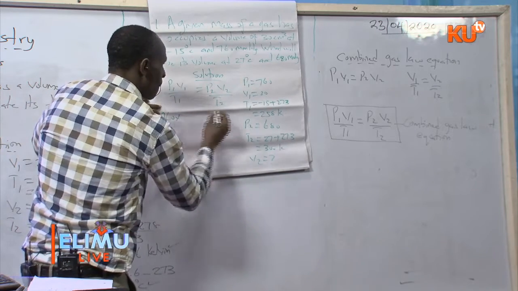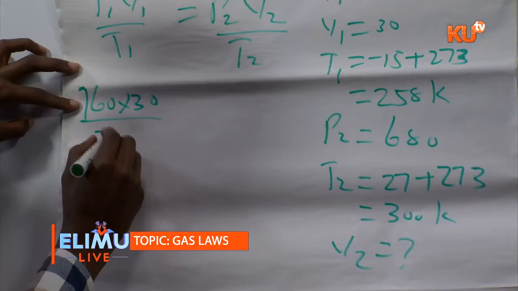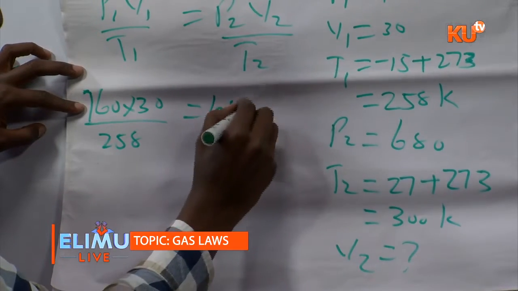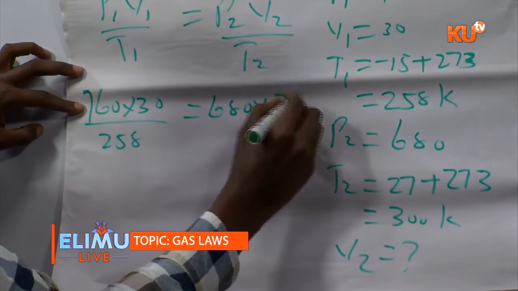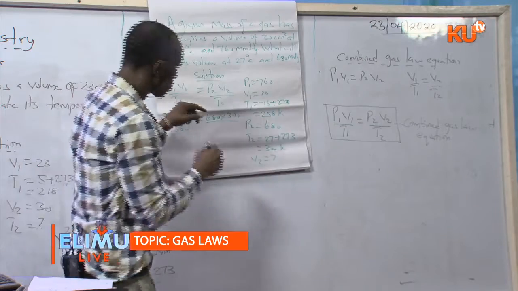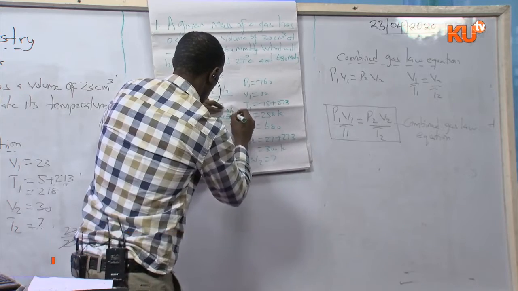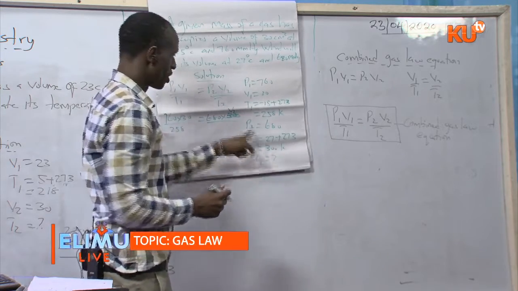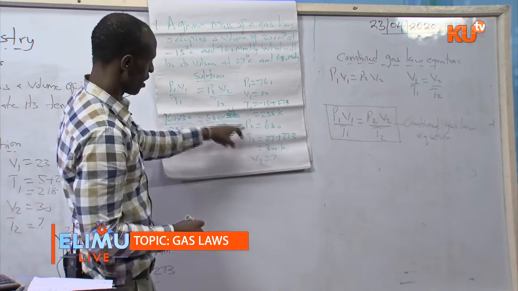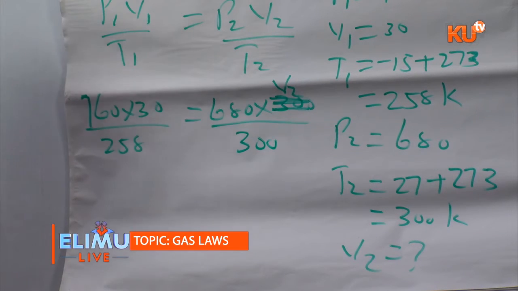So we say 760 times 30 over 258 equals P2 680 times, sorry, not T2, times V2. It's P2 times V2. So here we have V2. V2 we don't have, so I don't indicate any. Make that correction. V2 is not 300. 300 is T2, so 300 comes down here.